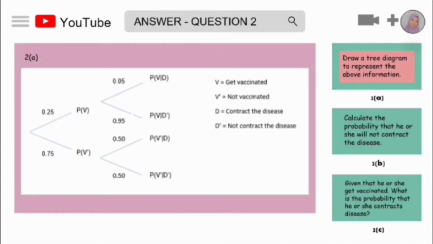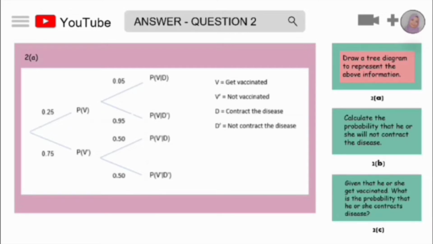Solution for question 2A. Firstly, we lay out all the information that we can use. As in the statement given, in a certain rural area, only 25% of the people get vaccinated. So we let V equal to getting vaccinated. So probability V equals 0.25.